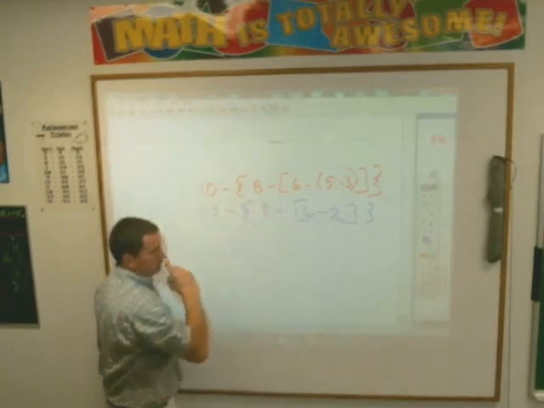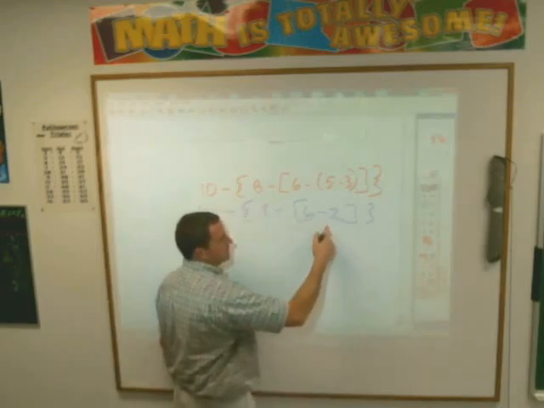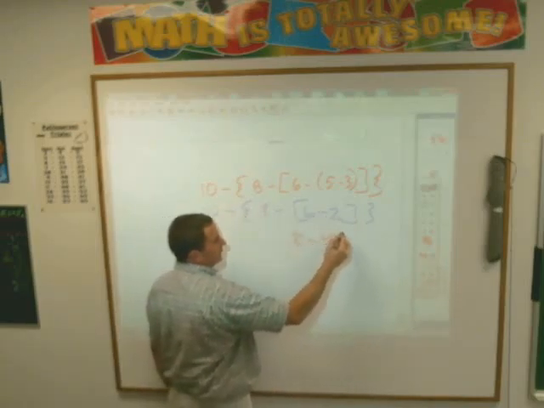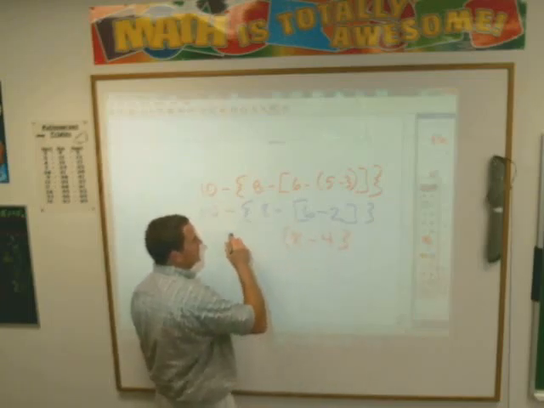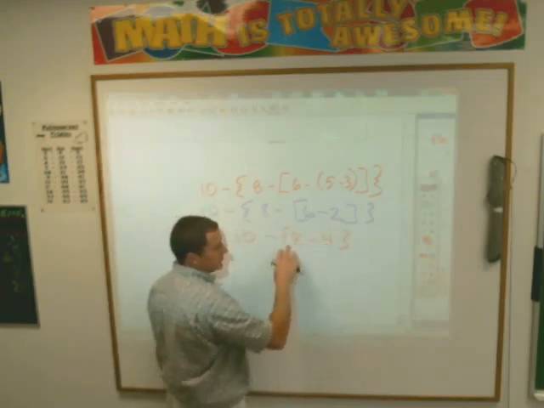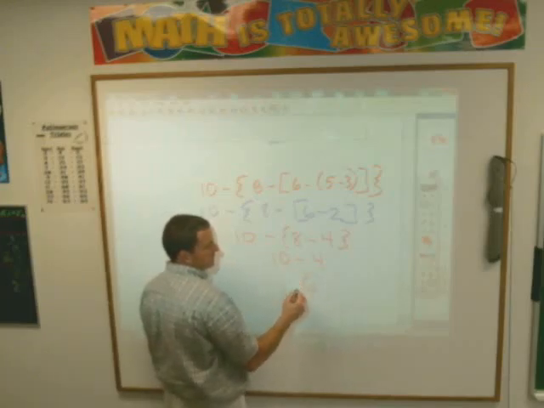Okay, and now I've gotten rid of the first set of grouping symbols. You go to the next most innermost one, which is 6 minus 2, which is 4. Now my brackets are gone. I'm still left with these 2 braces. And then the last grouping symbol is the 8 minus 4, which is 4. And then all I have left is my 10 minus 4, which is 6.